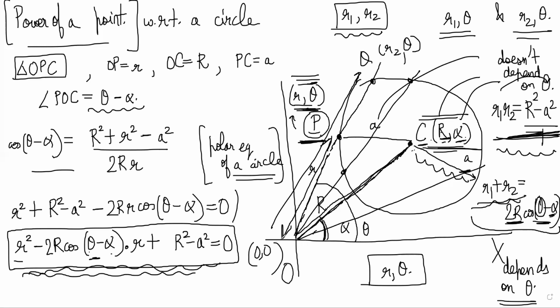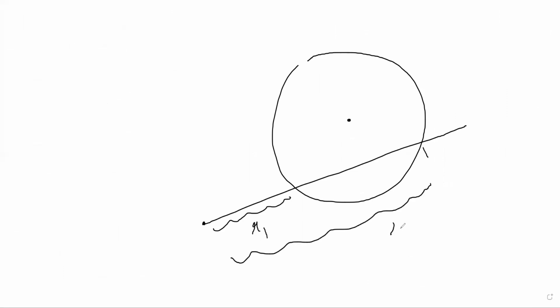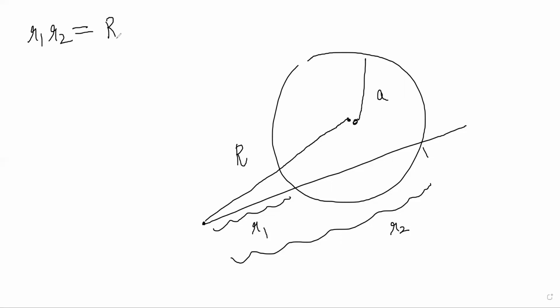So what we are getting here is that if there is a circle like this, and I take a point like this and draw a random line like this, I can say that this is R1 and this much is R2. This distance is called capital R, and the radius of the circle was A, right? I have just proved that R1 R2 will always be equal to capital R square minus A square.